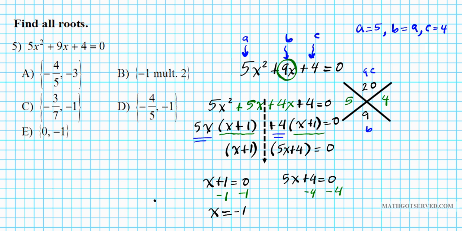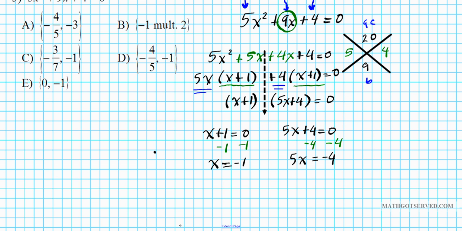The second one, we subtract 4. That yields 5x equals -4. Divide both sides by 5. And that will give us our final result. x equals -4 over 5. So our roots are, in ascending order, -4 over 5 and -1. Option letter B.